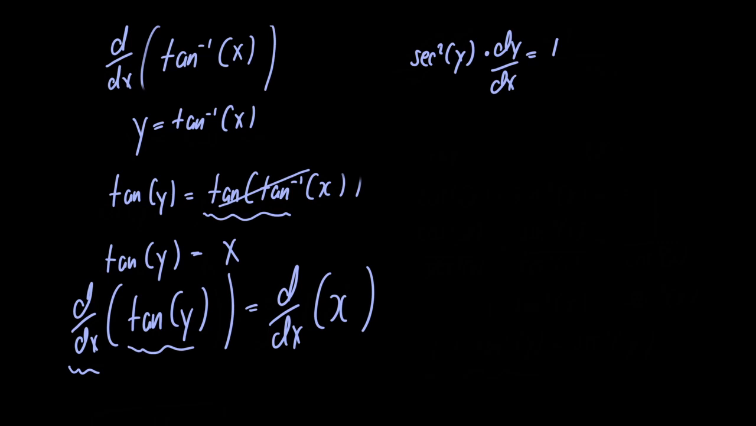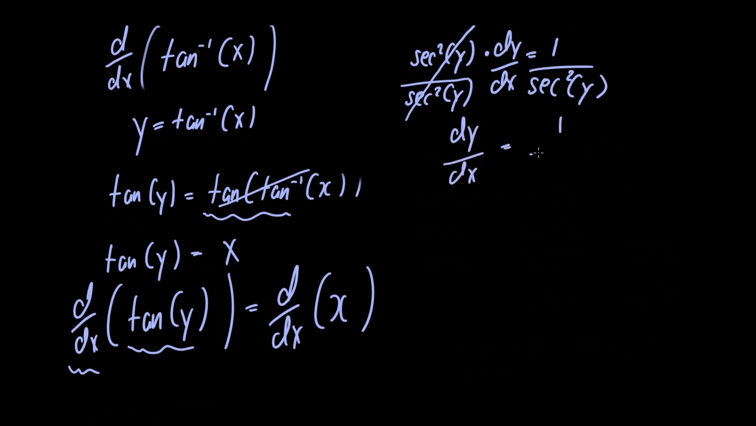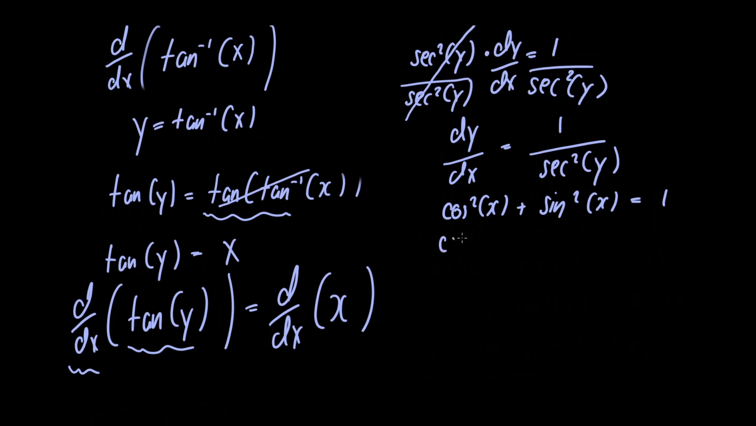So let's go ahead and divide both sides of this equation by secant squared of y. These two cancel, and we're just left with dy over dx equal to 1 over secant squared of y. At this point, we're going to want to introduce the following identity: cosine squared of x plus sine squared of x equal to 1. Now, we can rewrite this in terms of y.